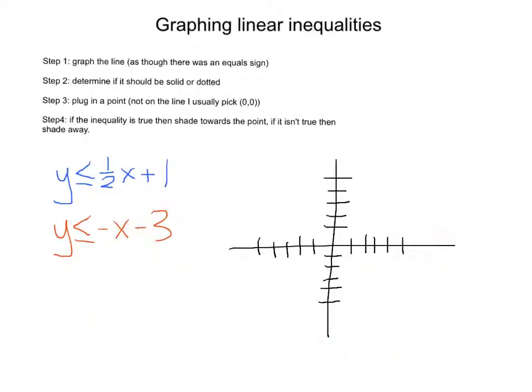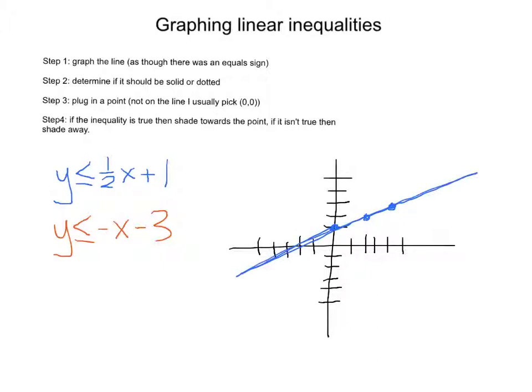Okay, now we're going to put two of those things together so I can show you. So we're going to do the same thing. Step 1, graph the line. So we'll start with the blue one. So we'll go y-intercept 1, up 1 over 2. Okay, there's an equal sign, so it's a solid line. So we'll graph that line.